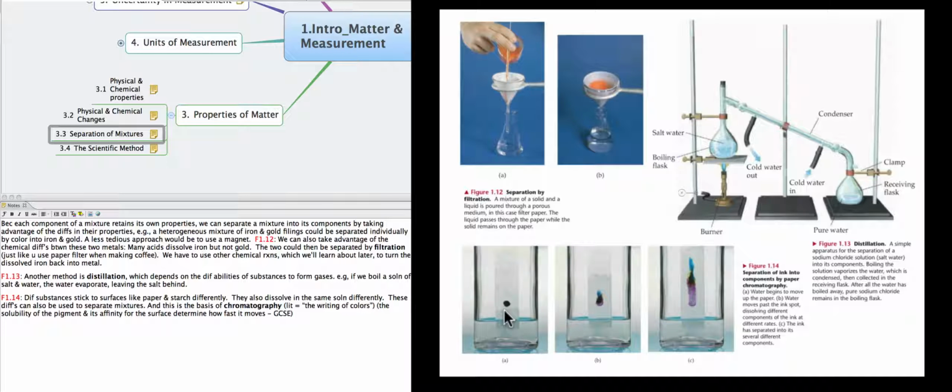Different substances stick to a surface, such as paper, differently, and they also dissolve in the same solution differently. These differences can also be used to separate mixtures, and this is the basis of chromatography. Literally, it means the writing of colors.